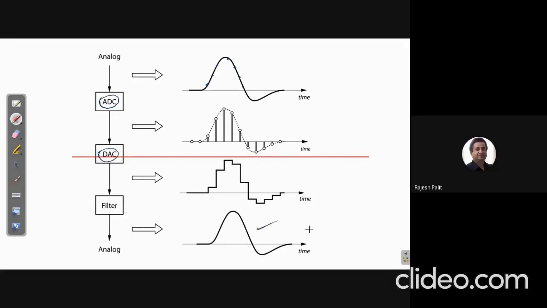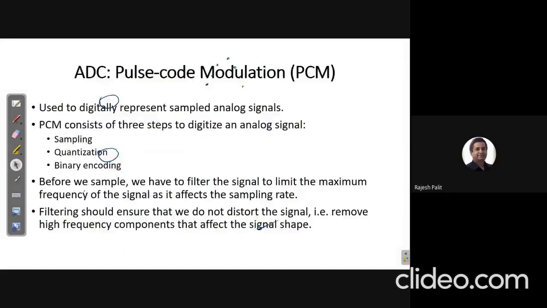Now let me show you how we can convert an analog data into digital format. That part is called pulse code modulation. This is a very primitive version of analog to digital conversion. That means I want to explain the basic concept of how to convert analog data into digital form. Pulse code modulation technique.